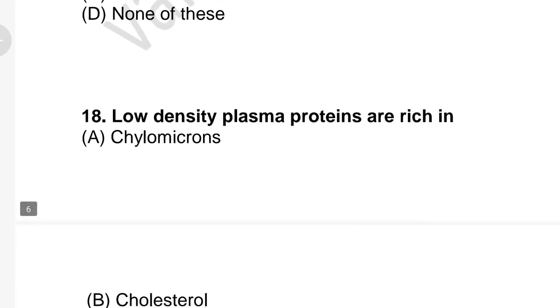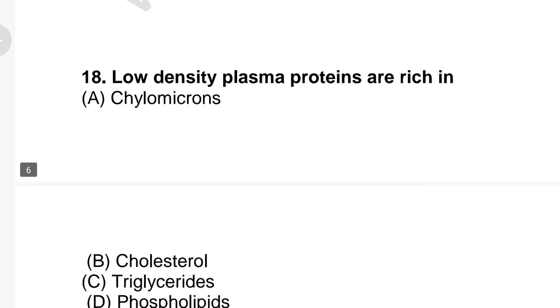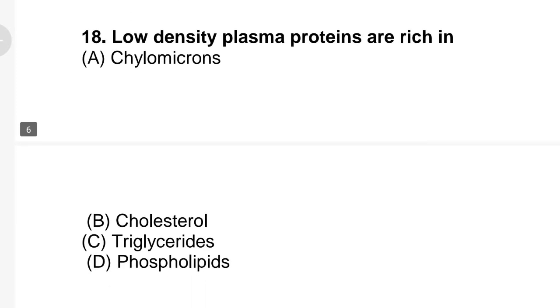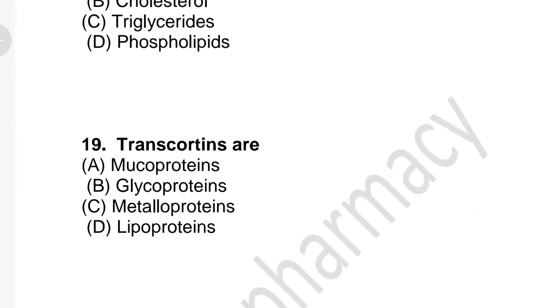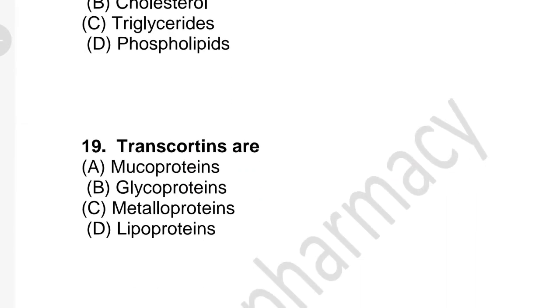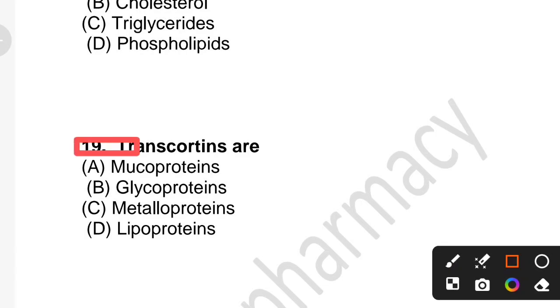Low density plasma protein rich in cholesterol. Transcobalamins are option A mucoprotein, option B glycoprotein, option C metalloprotein, option D lipoprotein. Right answer is option A mucoprotein.